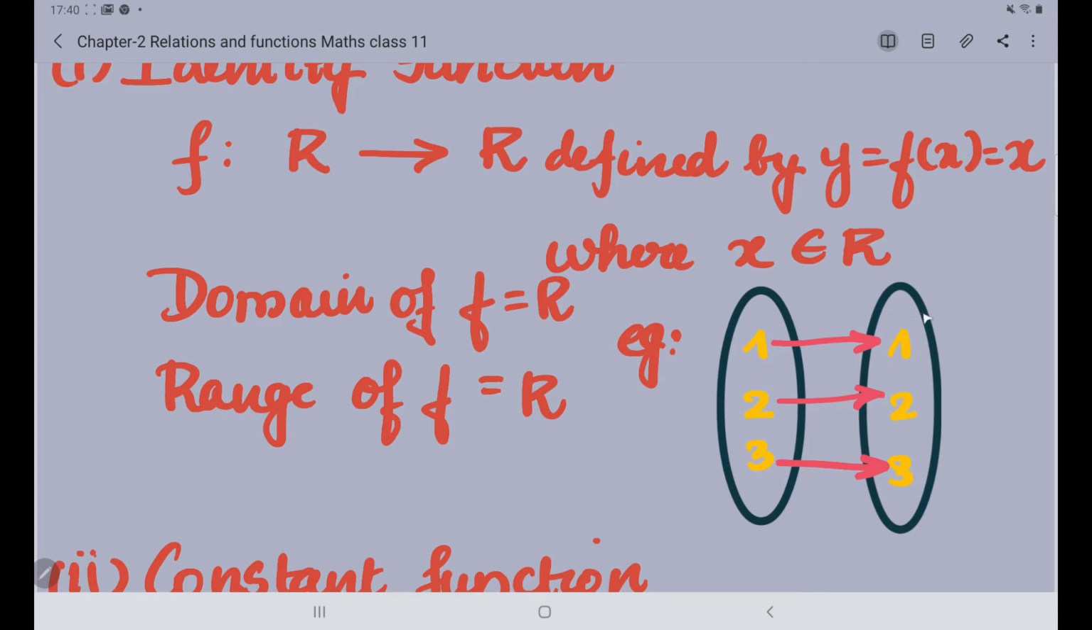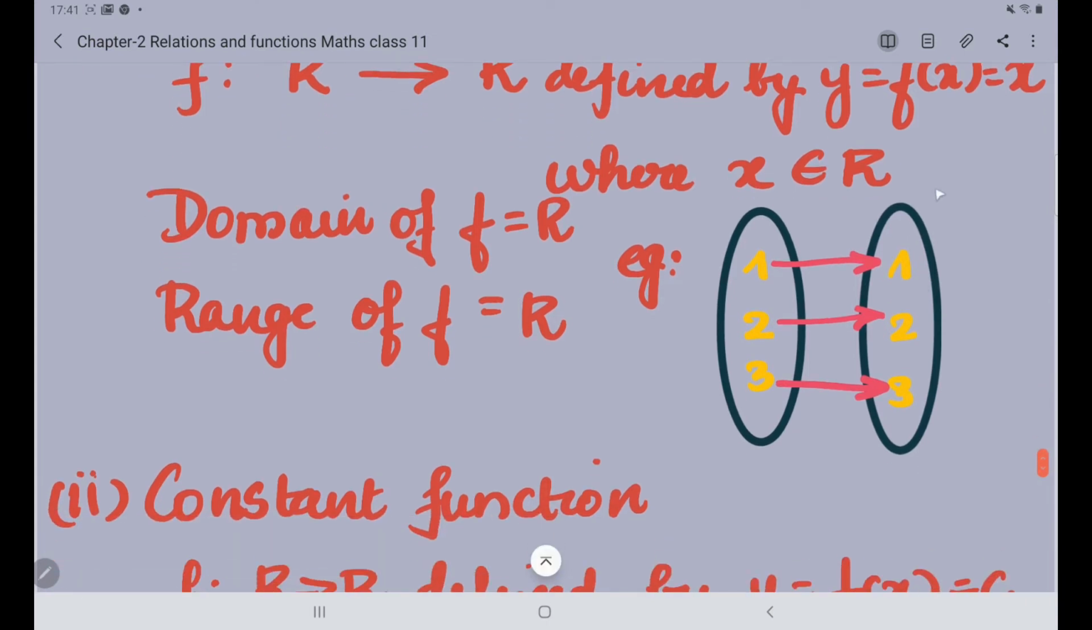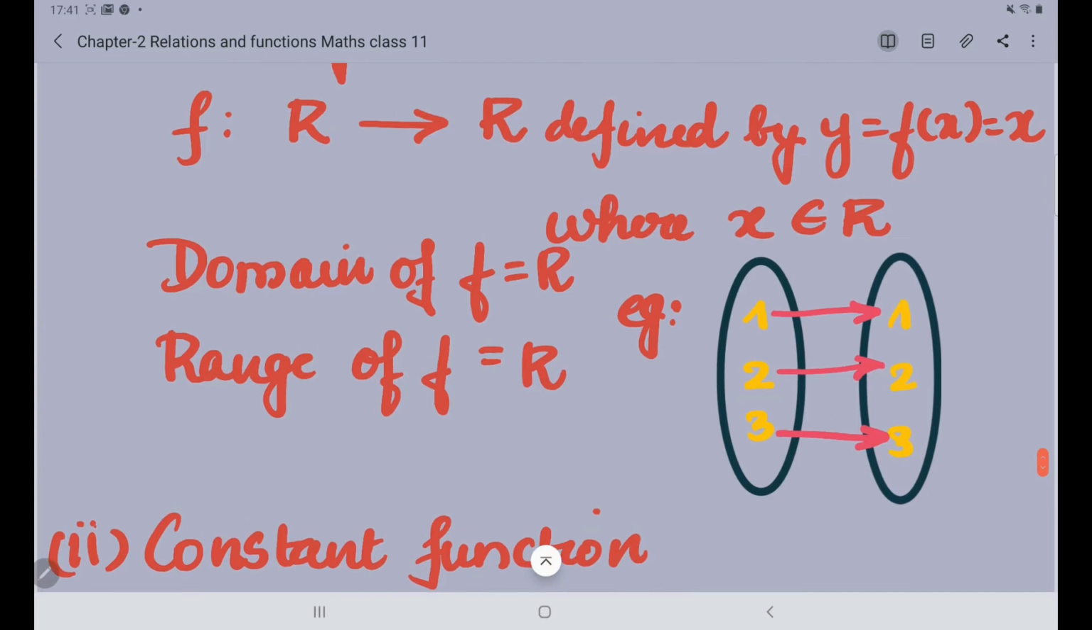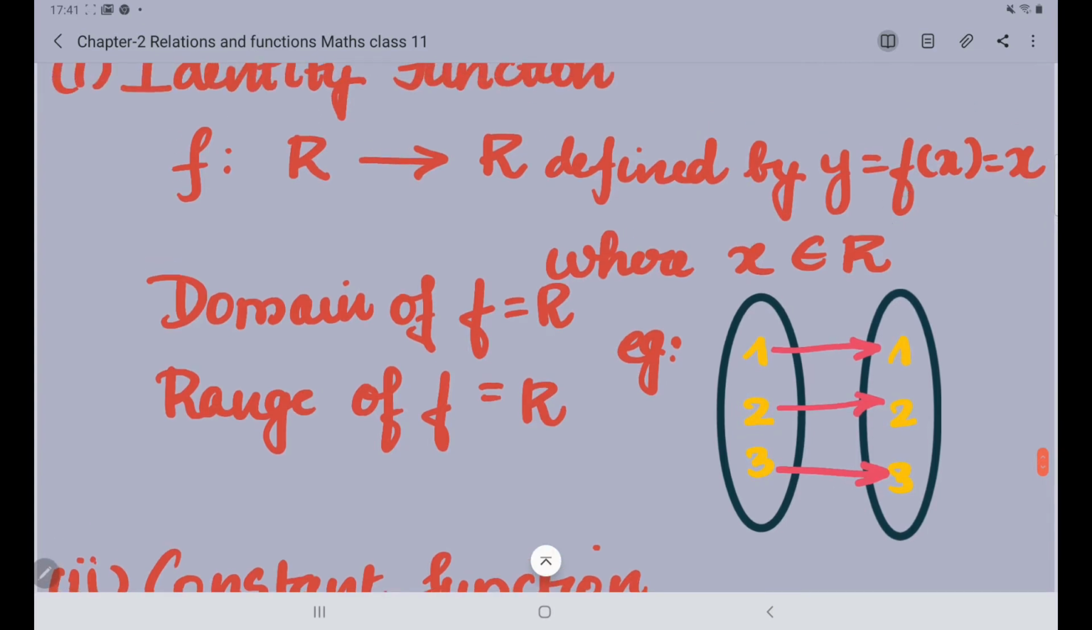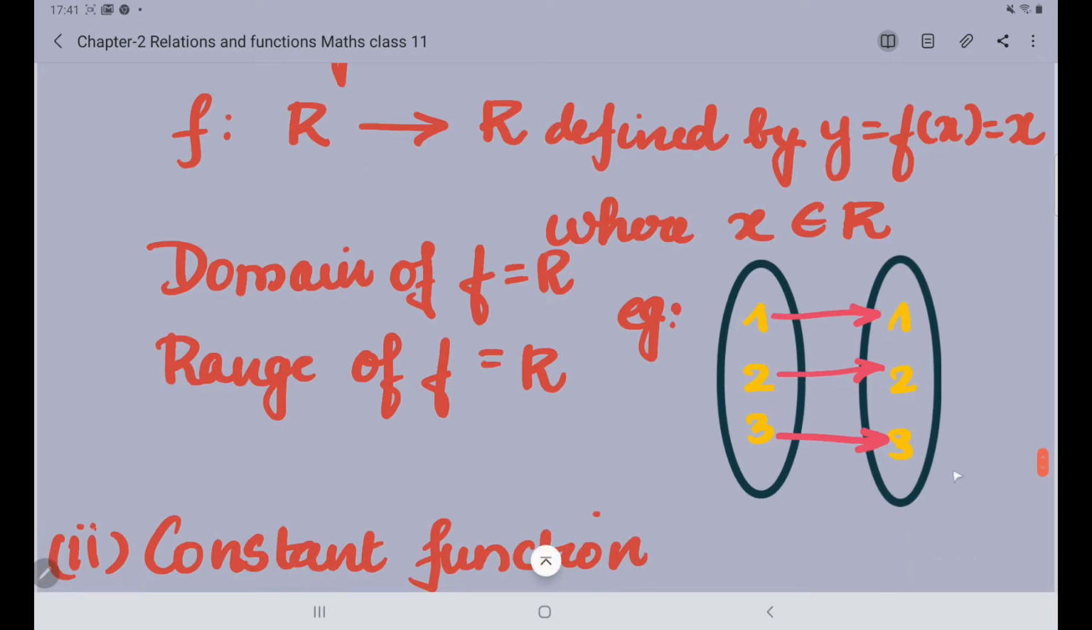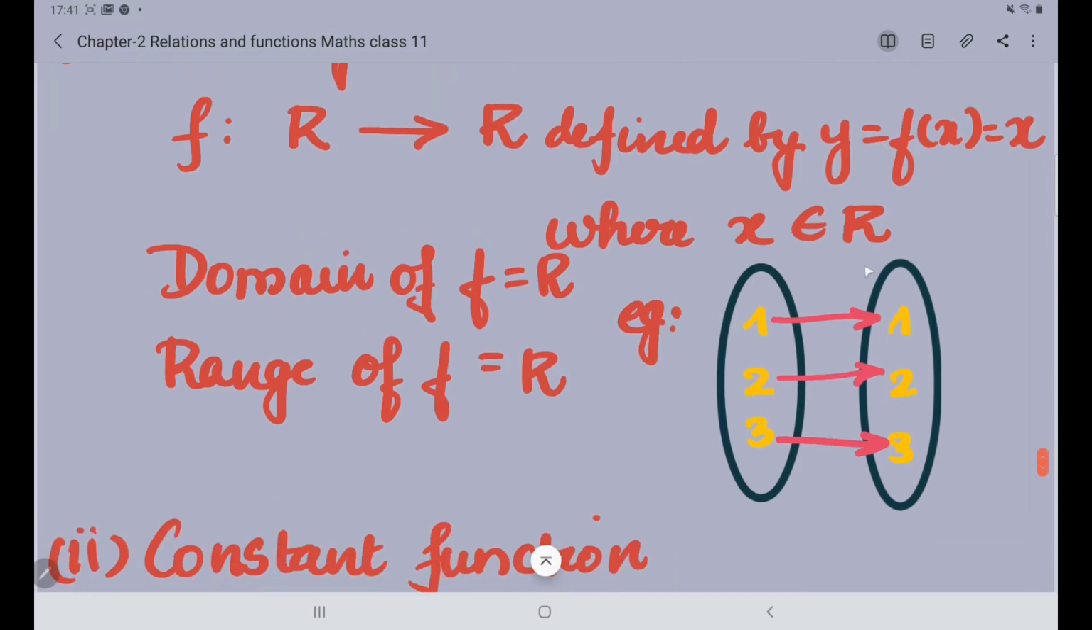I have shown here an arrow diagram for your understanding of the identity function. Here the first set is x and the second set is f of x, or you can also say y. If x takes the value 1, what is the value of y? You can just substitute in the equation, and you will get y equal to 1. Next, if you substitute x as 2, then y is 2. Again for 3, you get the value 3. That is why it is called an identity function.